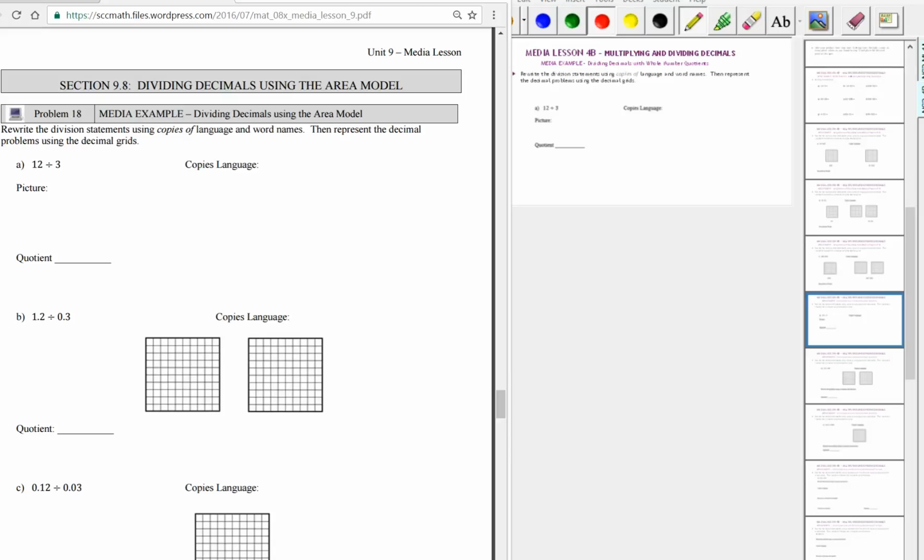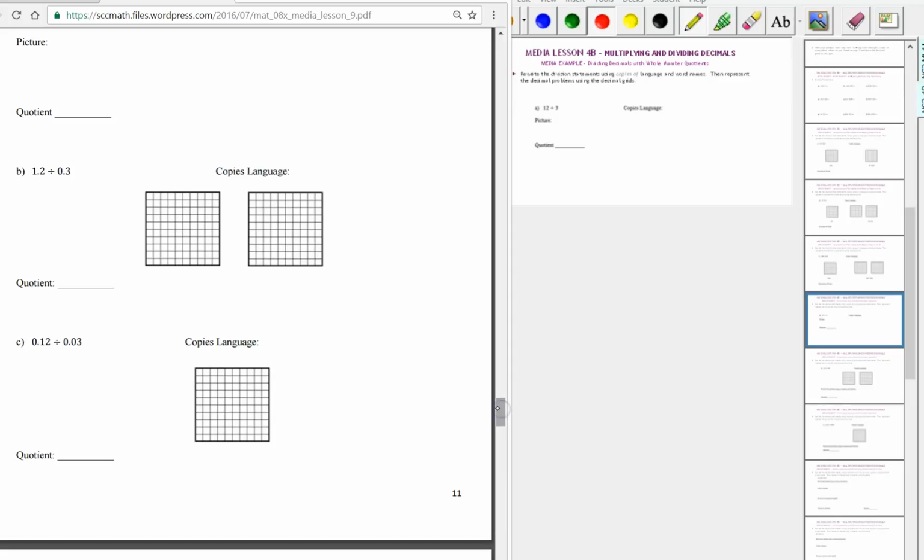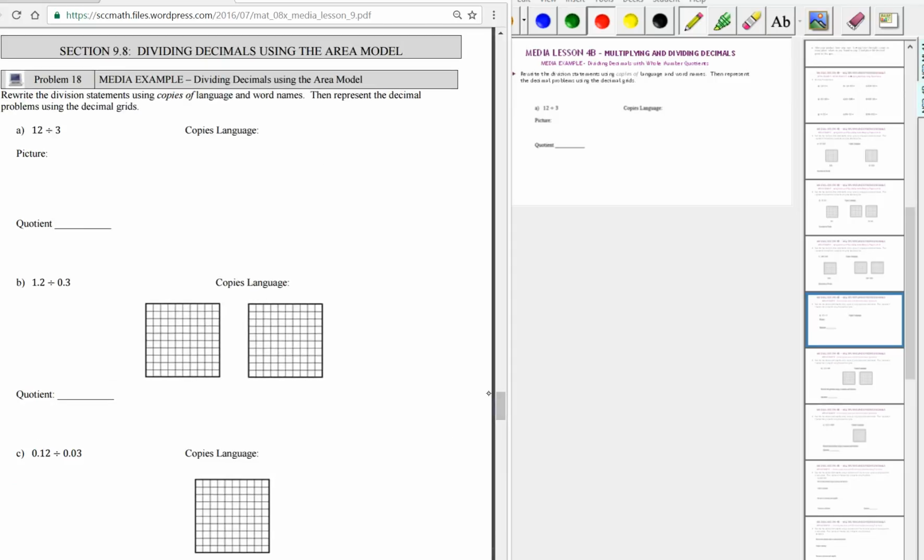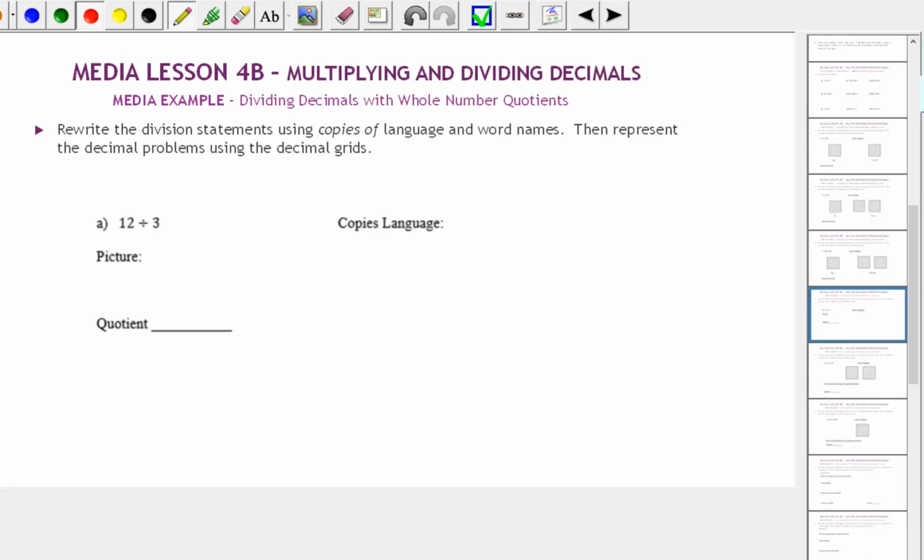In this video, we're going to look at dividing decimals, and we'll start with the area model. So notice in the media lesson, we have 3 problems here, and all of them use 12 and 3 as our dividend and divisor, but we vary where the decimal points may be. We'll start with a whole number example.